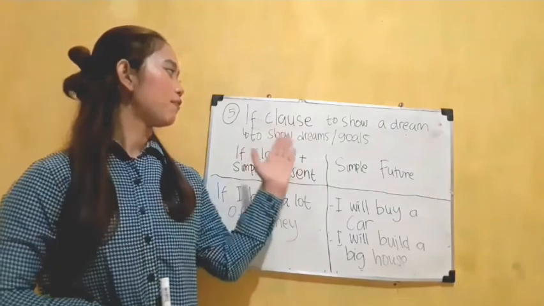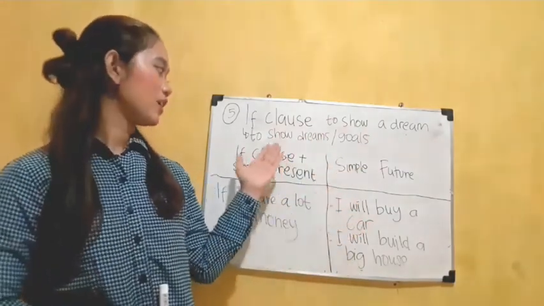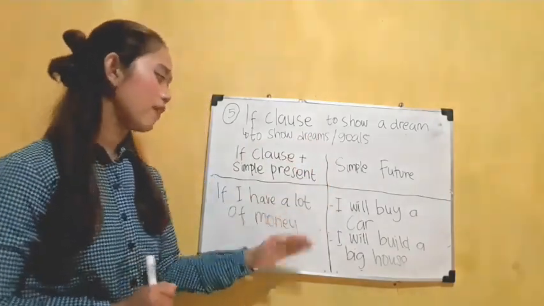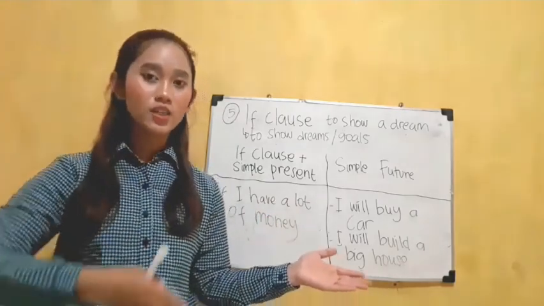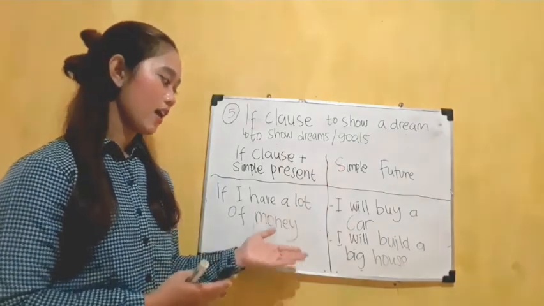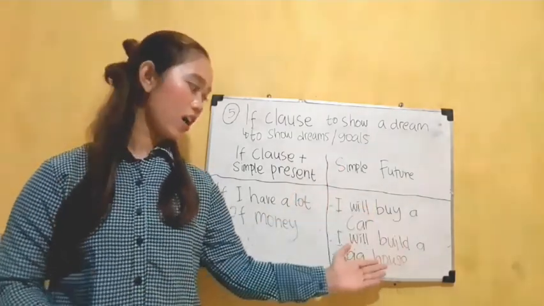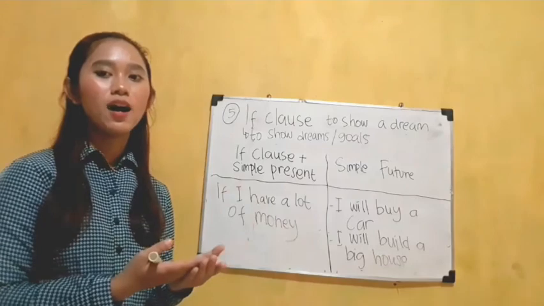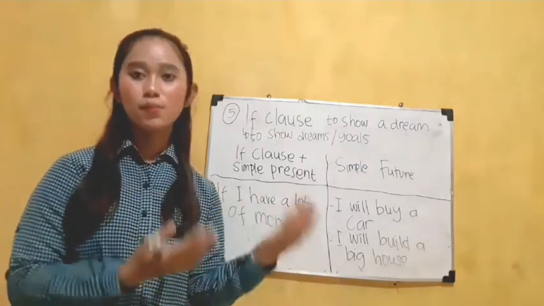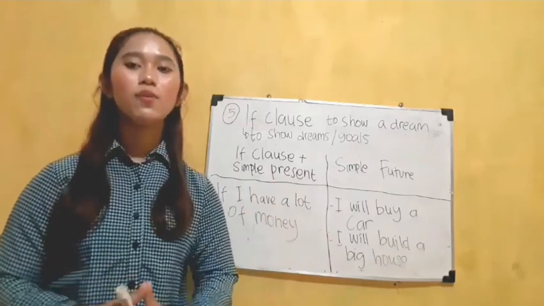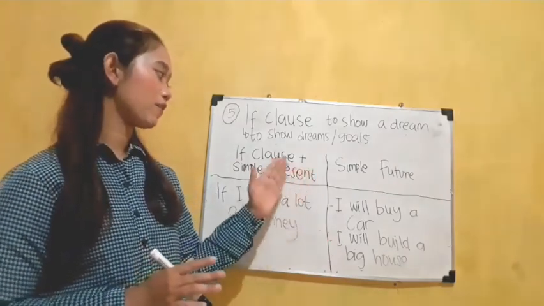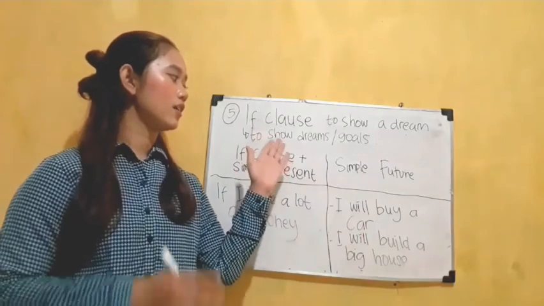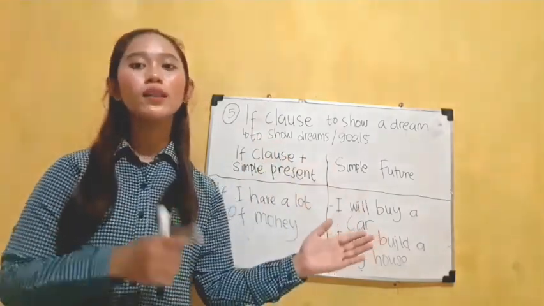And last, if clause to show a dream. It is used to show dreams or goals if something happened. For example, if I have a lot of money. So if this one happened, if I have a lot of money, I will buy a car. Or if I have a lot of money, I will build a big house. If I have a long holiday, I will go abroad. If I have a long holiday, I will visit England. We use if clause and simple present, and it's followed by simple future. So remember, it is used to show dreams or goals only if something happened.